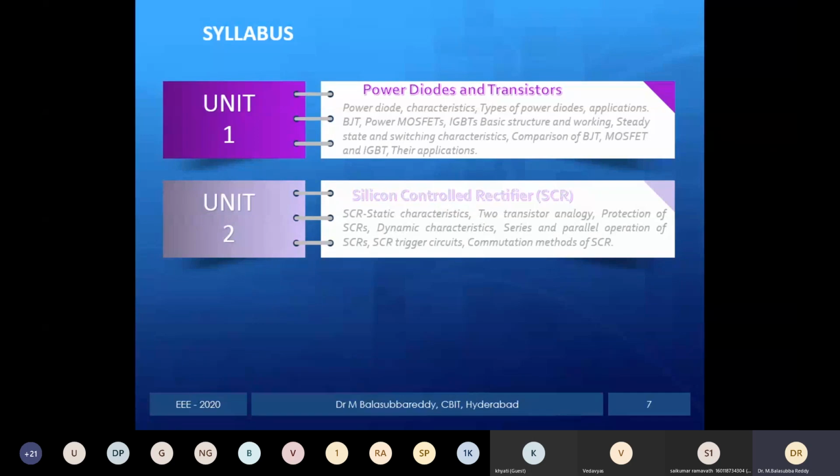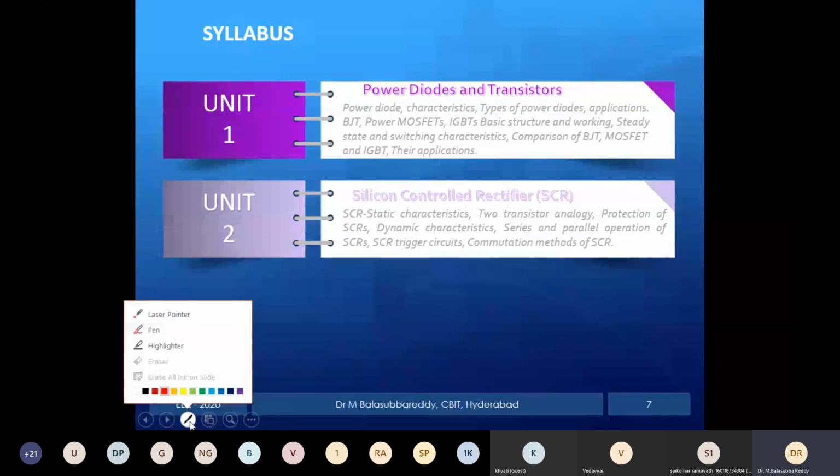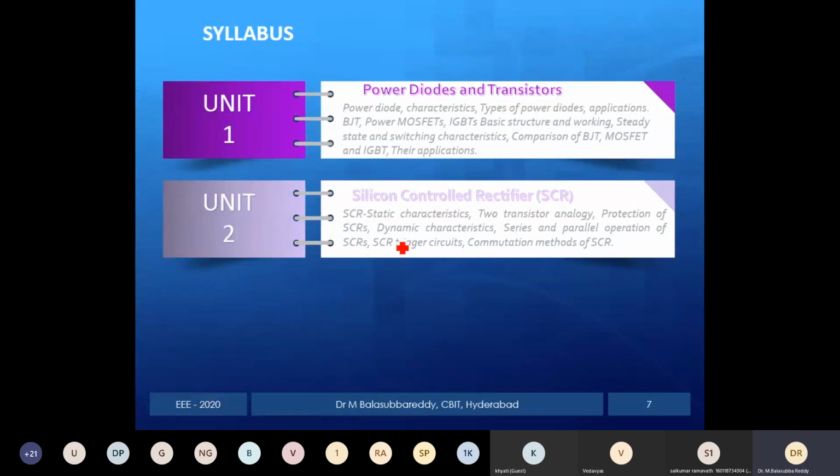So that is the case here, series and parallel operation. And another thing, we can see the triggering circuit. This is the main important triggering circuit here. Whenever a thyristor wants to conduct, we need to give some firing pulse, or you have to pass some signal to fire the device or to conduct the device.